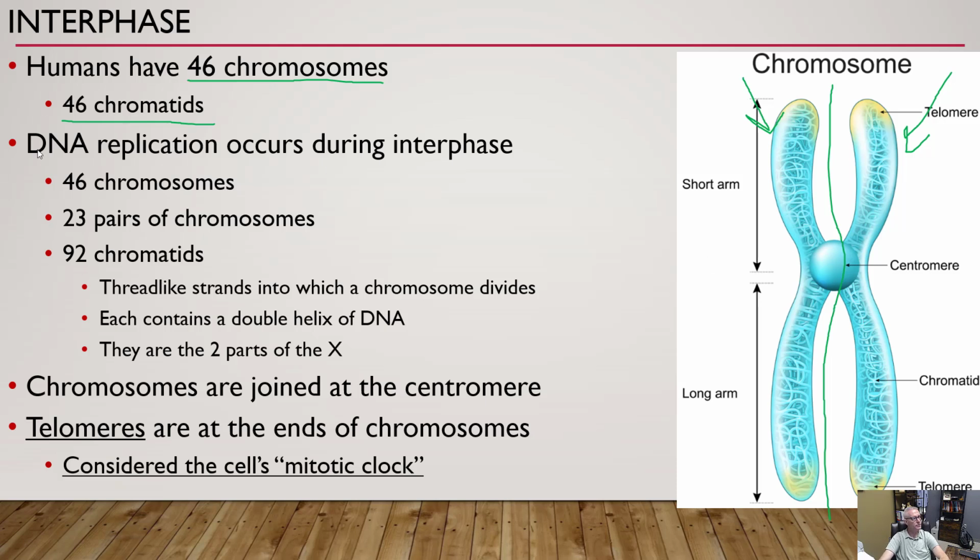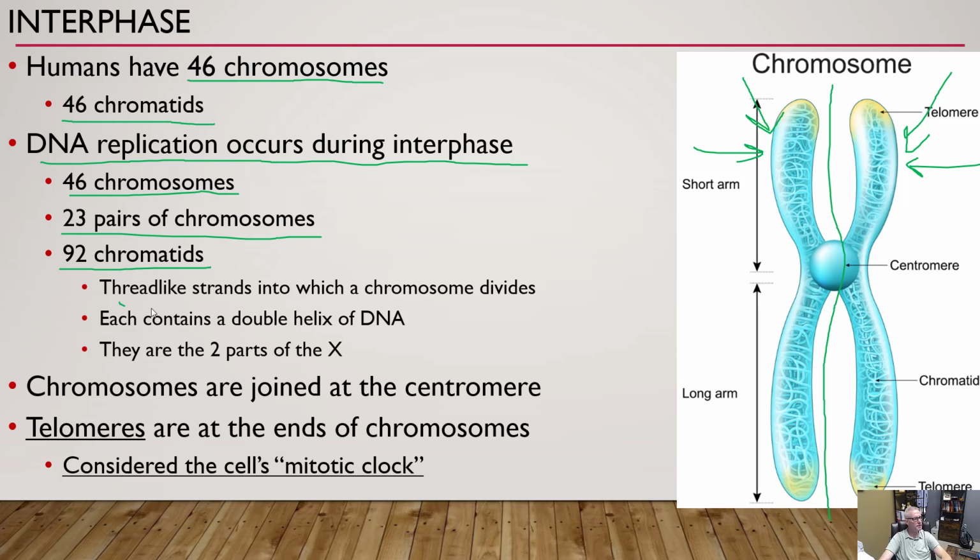And then after DNA replication, which occurs during interphase, we still have 46 chromosomes. And because we make two pairs of chromosomes, we actually have 23 pairs of chromosomes. But now we have 92 chromatids because we have one side of the X over here and one side of the X over here. So 46 times 2 is 92.